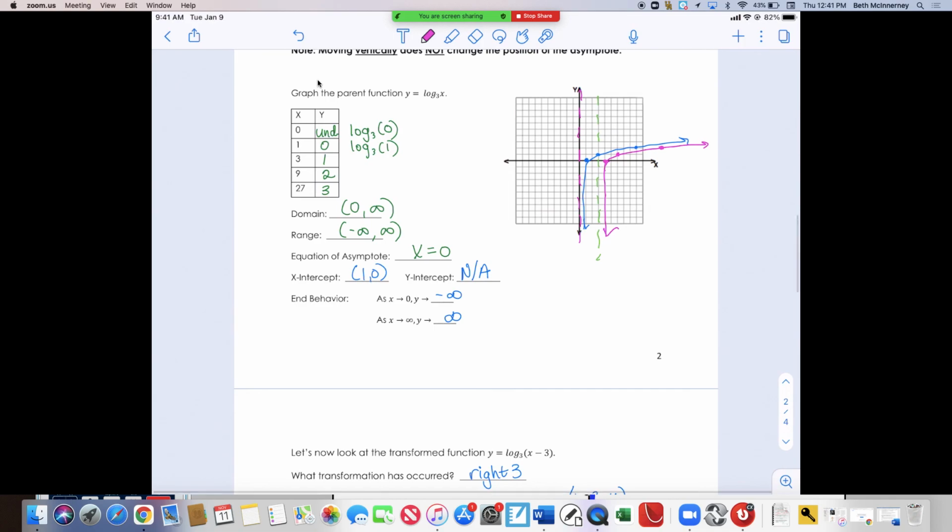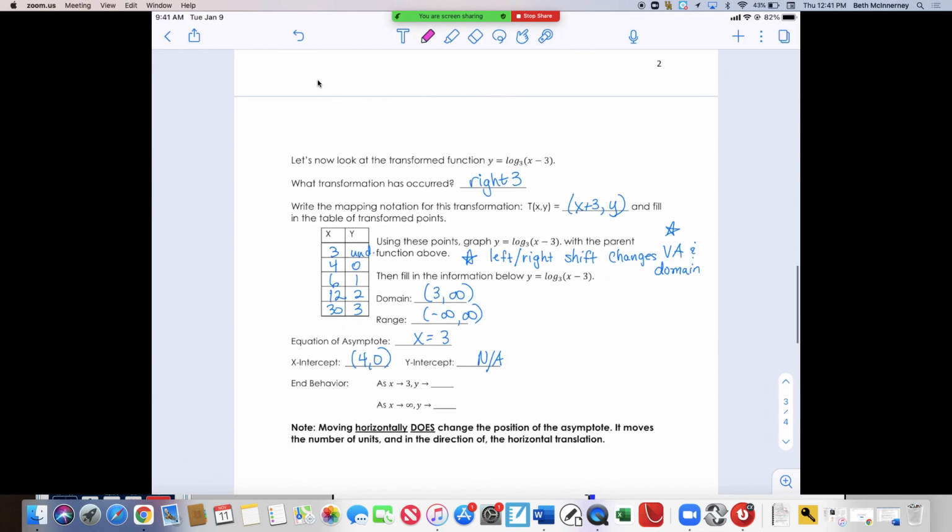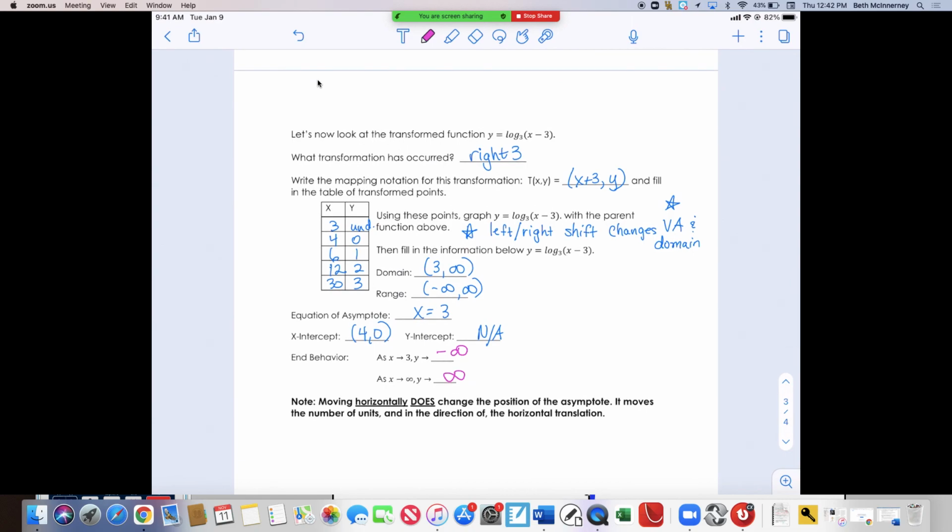All right, everybody got the graph okay? All right, let me come back down here then. Then as x approaches 3, it was going down to negative infinity. And as x goes to infinity, it was going up. Note, moving horizontally, left or right, does change the position of the asymptote. It moves the number of units and in the direction of the horizontal translation. All right, that finishes the notes.